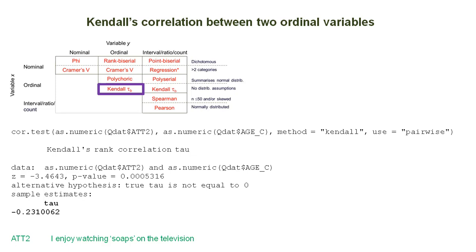The command cor.test is core R and doesn't need a particular library. The command requires numeric data rather than ordered factors. There is no option to calculate 95% confidence intervals. However, the command does test the null hypothesis that tau equals zero correlation. In this example, the null hypothesis can be safely rejected.